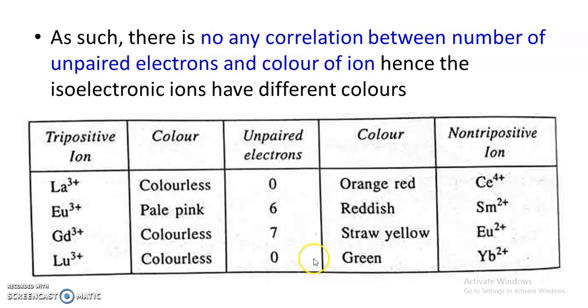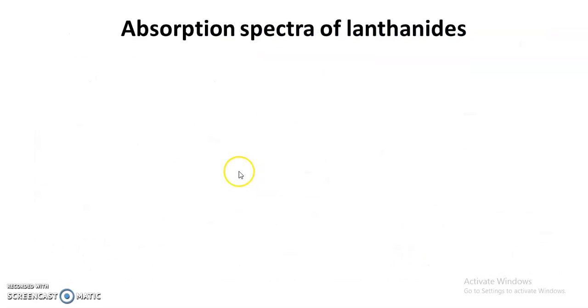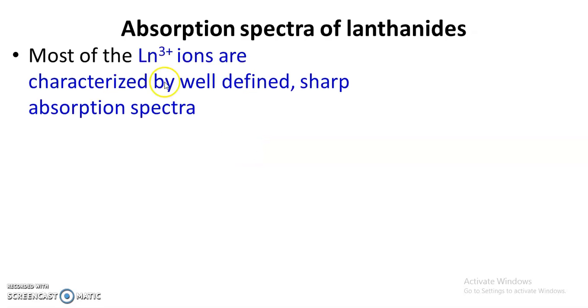Lutetium +3 and ytterbium +2 contain 0 unpaired electrons. Lutetium +3 is colorless, whereas ytterbium +2 is green. Now the next point is the absorption spectra of lanthanides. Most of the lanthanide ions are characterized by well-defined, sharp absorption spectra. When we compare the absorption spectra of lanthanides with those of d-block elements, in the case of d-block elements the absorption spectra have broad peaks or broad bands, but lanthanide ions show sharp absorption spectra.